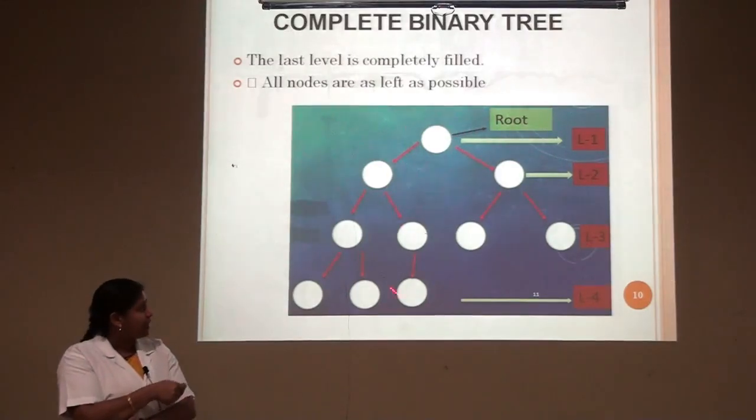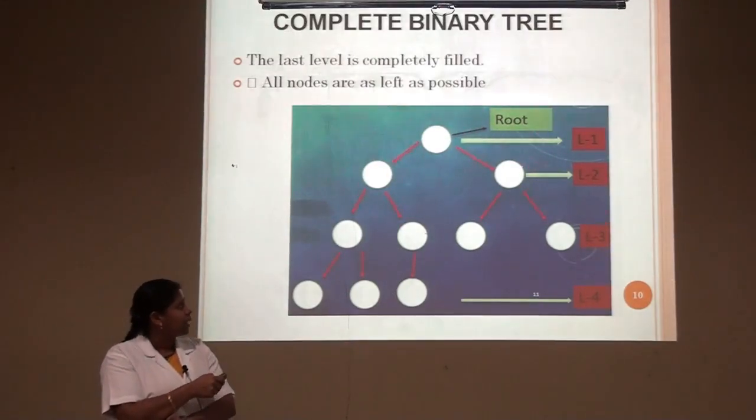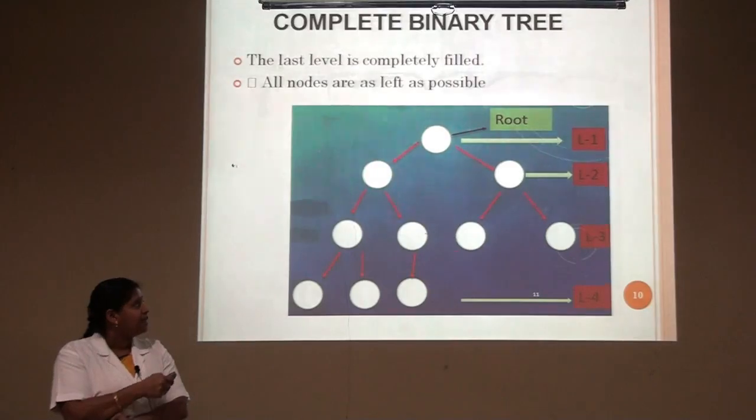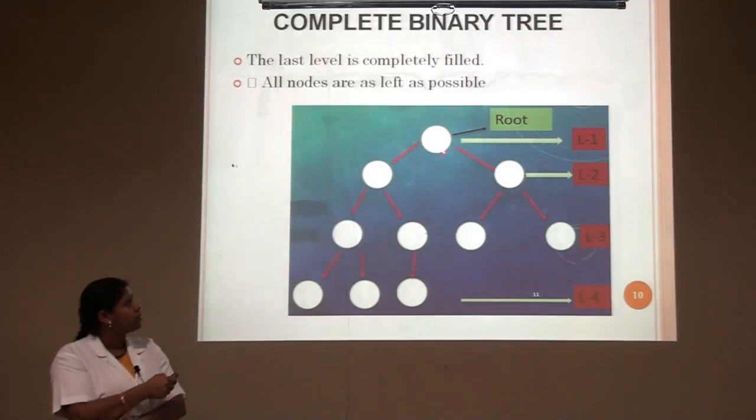So look at this tree structure. Here the nodes are arranged level by level. This is a root node, level 1. Then these are the 2 child nodes of this root, so these are arranged in level 2. Then this is a level 3 node. This is a level 4 node.